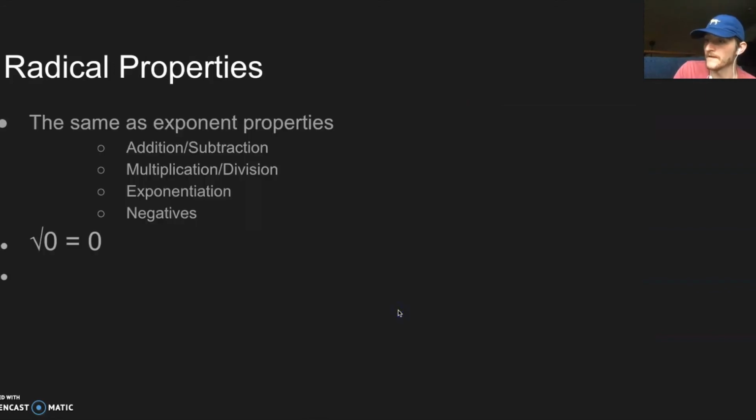All right, now we're going to look at some radical properties. Radical properties are really the same as exponent properties, so addition and subtraction is going to be conducted the same. If I say the square root of c plus the square root of c, then I am going to get 2 times the square root of c. The same thing goes with subtraction.